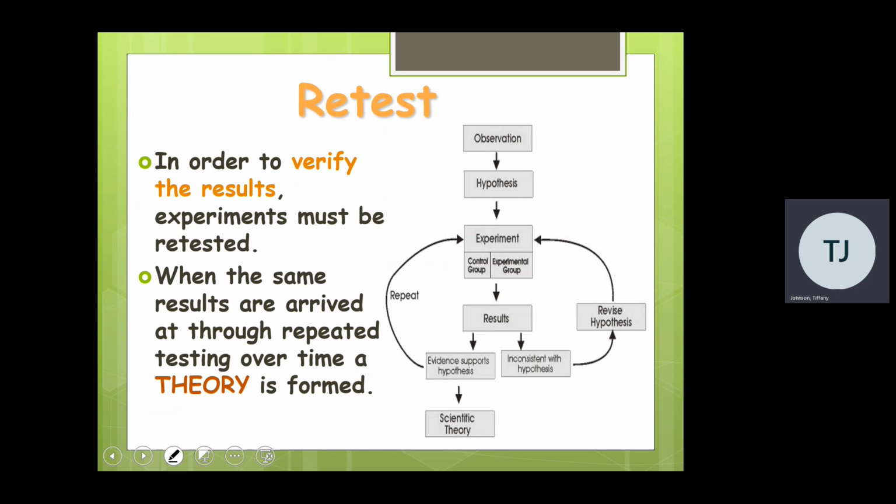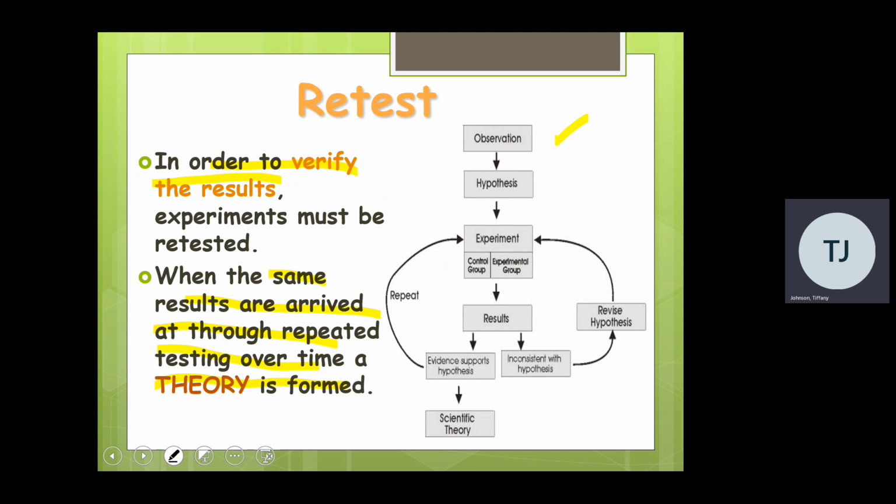Okay. All right. So when you're all done, you're going to do it again. You're going to retest in order to verify results. And you do it over and over again. And once you get the same results over and over again, you can get a theory. Okay, so same results arrived at through repeated testing over time.